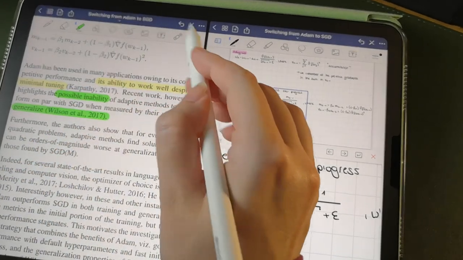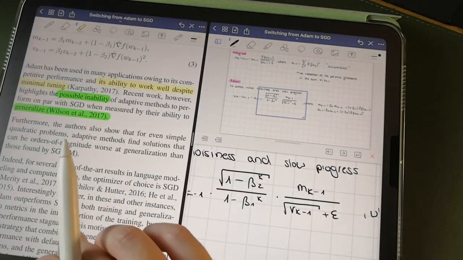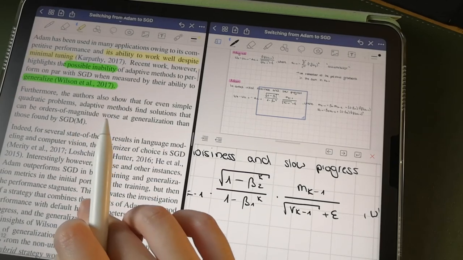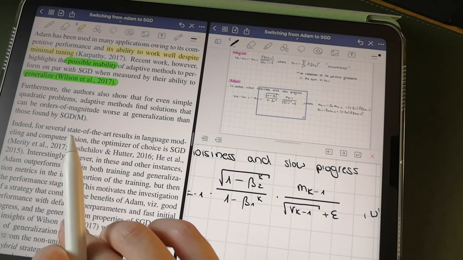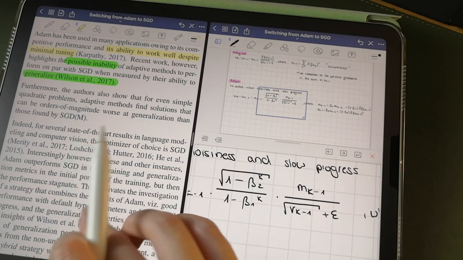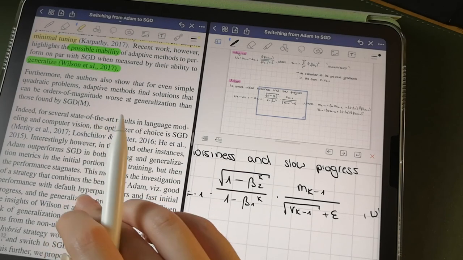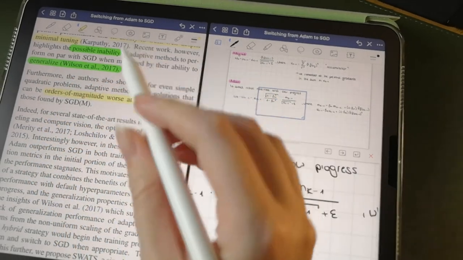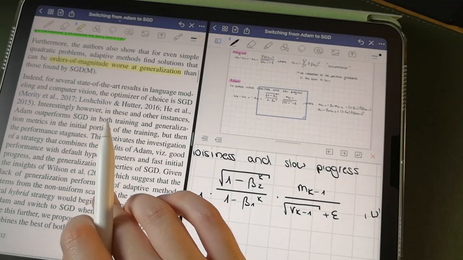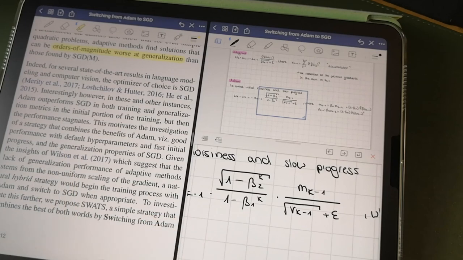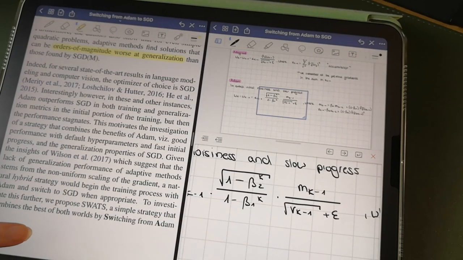That also seems like an interesting paper, so I'm going to highlight that one. Furthermore, the authors also show that for even simple quadratic problems, adaptive methods find solutions that can be orders of magnitude worse at generalization than those found by SGD. Sounds pretty drastic. Indeed, for several state-of-the-art results in language modeling and computer vision, the optimizer of choice is SGD.